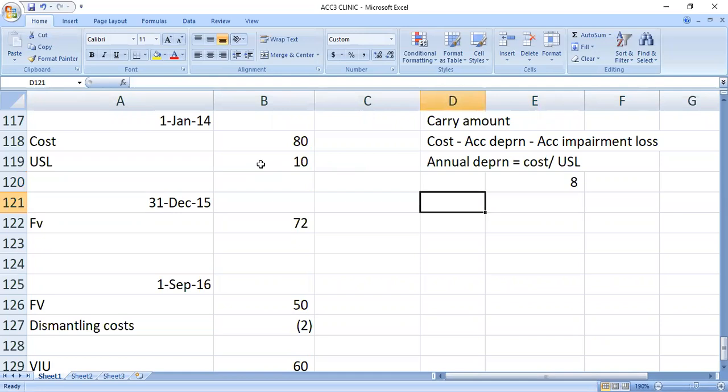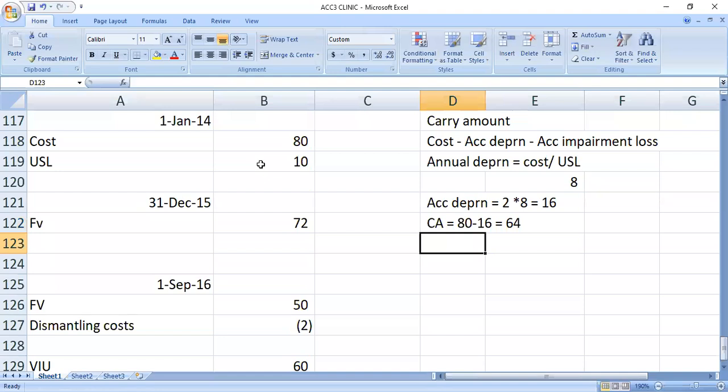Then I get the accumulated depreciation for the 2 years that we have been using the asset, given by 2 times the annual depreciation, and this will give me 16. So the carrying amount before revaluation on 31st December is the 80 million, which is the cost, minus accumulated depreciation, which is 16. This will give me 64.